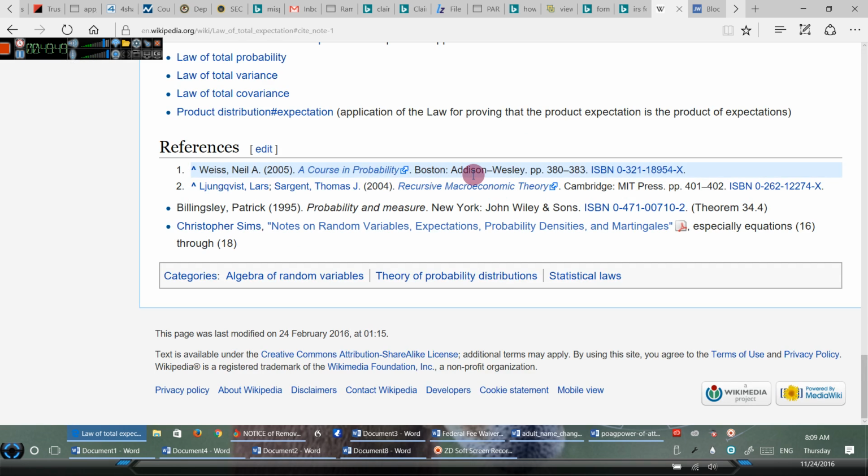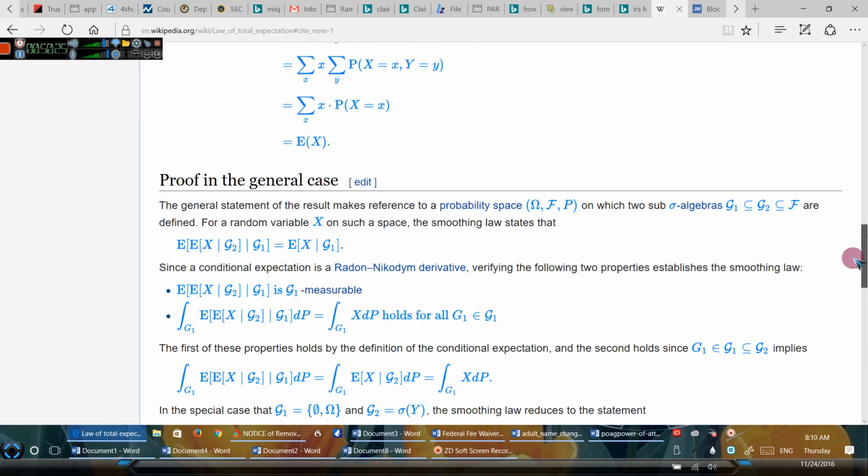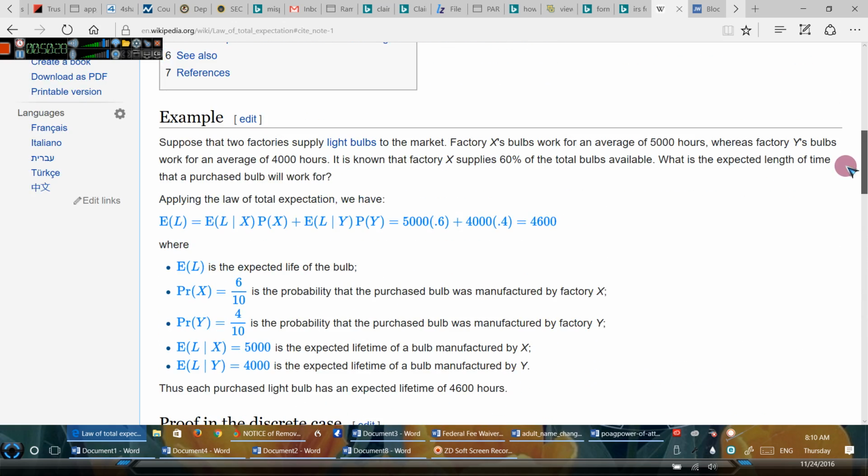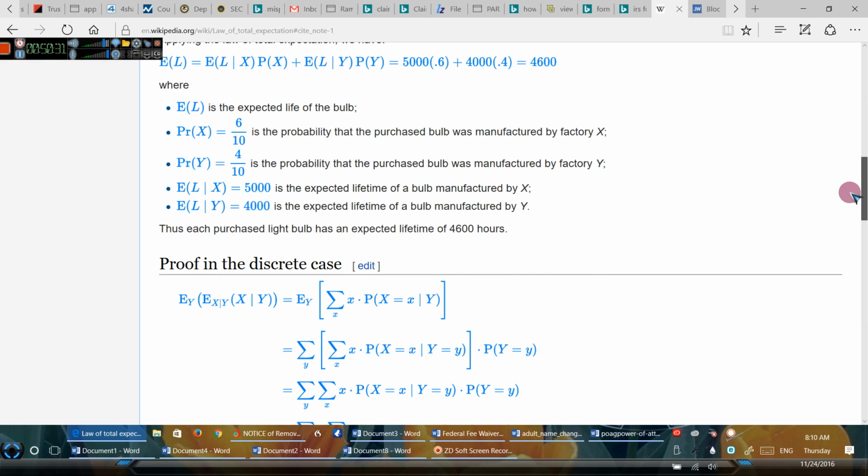See, I've come up with the expectation theory. Okay, but this is a course in probability. I don't deal with probability. I deal with this word right here, expectation. There is expectancy in everything you do. See, this is what their law of total expectation says, application of the law for providing that the product expectation is the product's expectation. Oh, that's stupid. Okay, what I'm dealing with when I speak of the law of expectancy, see, look at this.